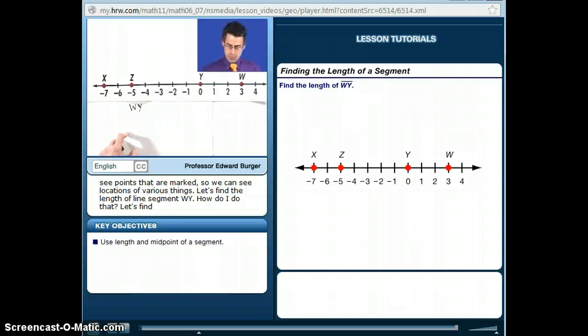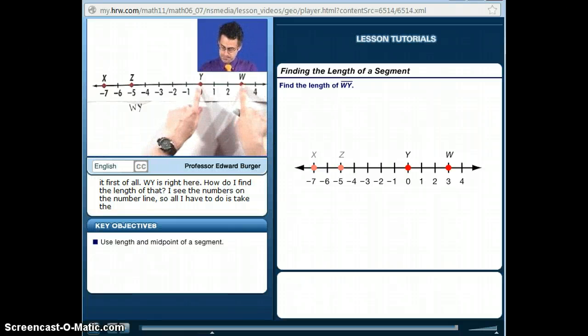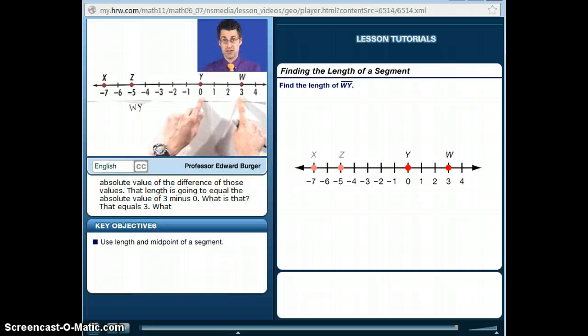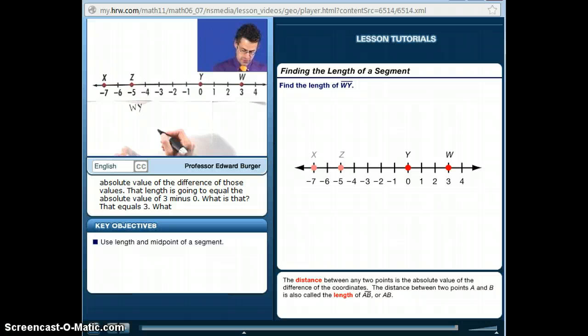Well, how do I do that? Let's just find it first of all. WY is right here. And how do I find the length of that? Since I see the numbers on the number line, all I have to do is take the absolute value of the difference of those values. So that length is going to equal the absolute value of 3 minus 0. And what is that? Well, that equals 3.